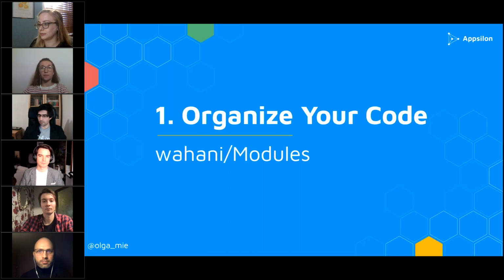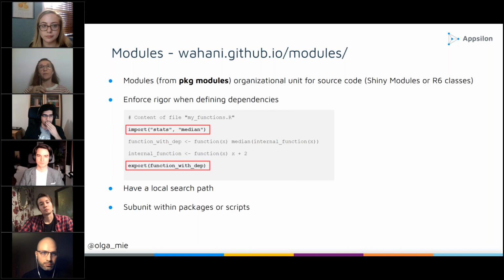And the third option is to use modules from Appsilon. And I would like to avoid some confusion with Shiny modules. So the modules I'm going to talk about right now are something completely different from Shiny modules. So the modules are the organizational unit for the source code, and they can contain Shiny modules or R6 classes or just functions you define.